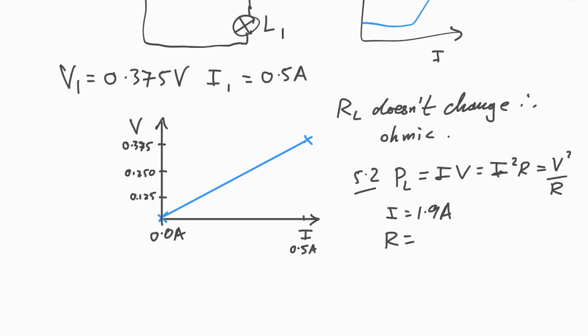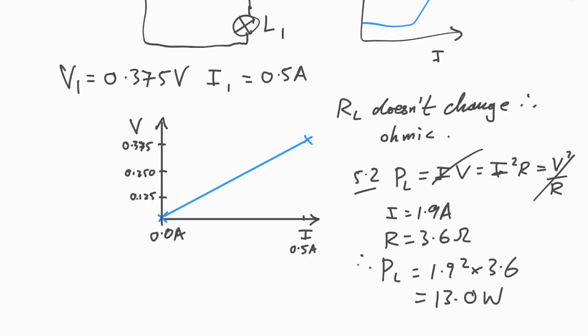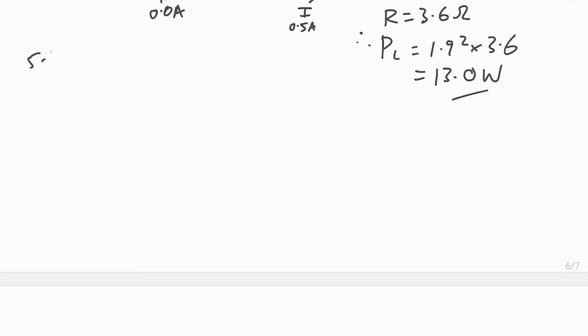Oh, wait a minute, 1.9 amps. Okay, so we are going to have to go all the way up to there. So looking at figure 13, that is 3.6 ohms, looking at the graph. So we have I and R, so we're going to use I squared R. So therefore, power is going to be equal to 1.9 squared times 3.6. And that gives us 12.996, so we can just say 13 or 13.0 watts.